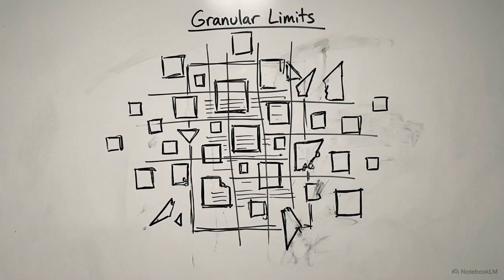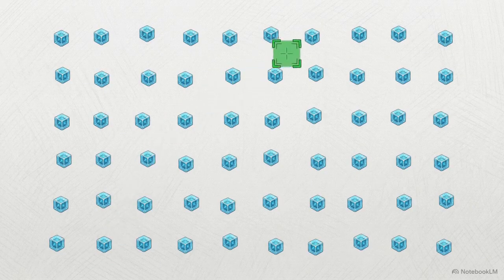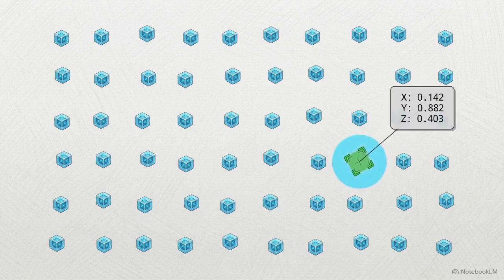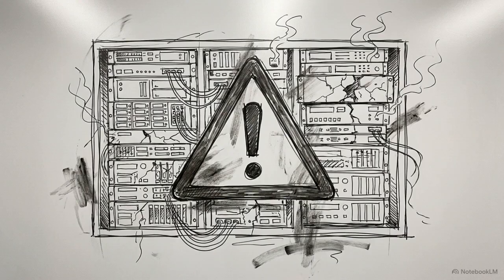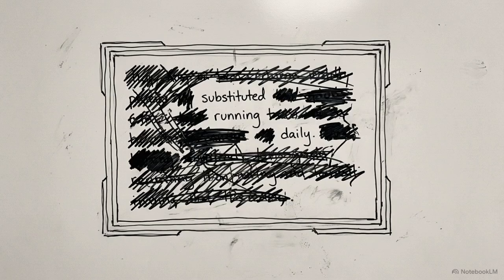To solve for precision, pipelines often pivot to microchunks, segments as small as 128 tokens. In the vector database, this works perfectly. The query vector easily locks onto the exact mathematical coordinates of the targeted microchunk. But at the generation layer, the system fails. The LLM receives this isolated fragment.